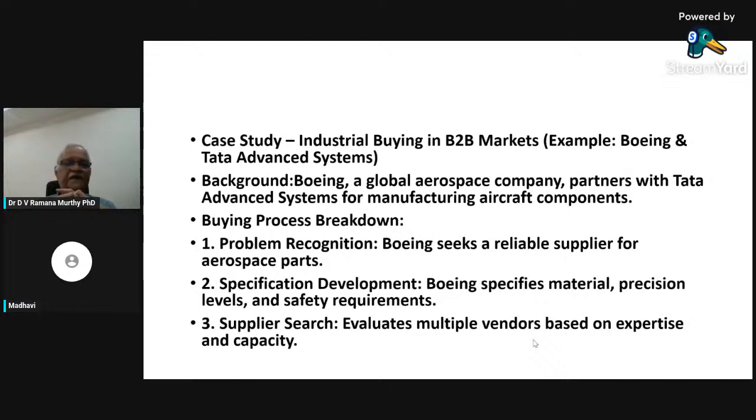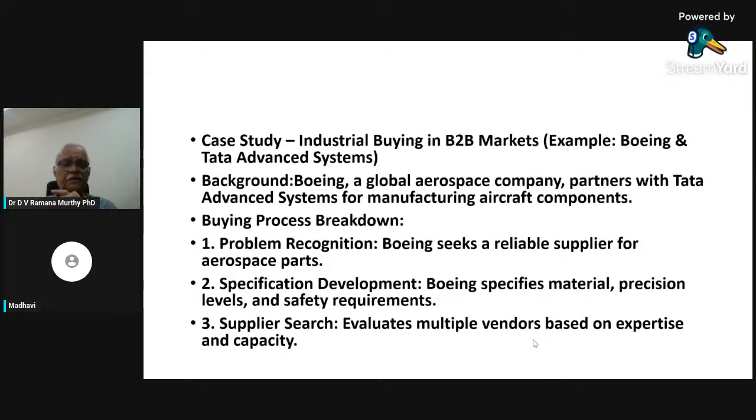Say Boeing and Tata Advanced Systems is the case that we are now going to discuss: industrial buying in business to business markets. Let's look at the background of this company. Boeing, a global aerospace company, partners with Tata Advanced Systems for manufacturing aircraft components. This is the background. Who is joining together? Boeing and Tata Advanced Systems. It's a case of Boeing purchasing some advanced systems from Tata.